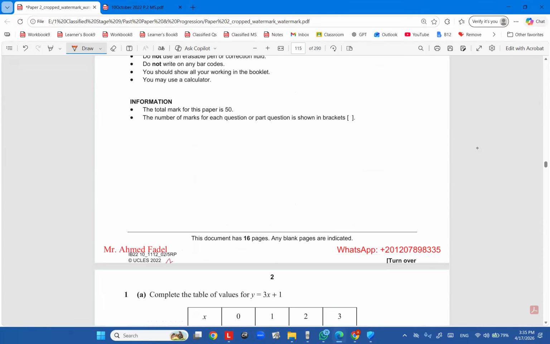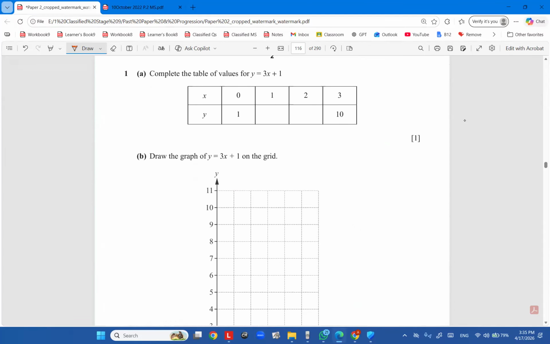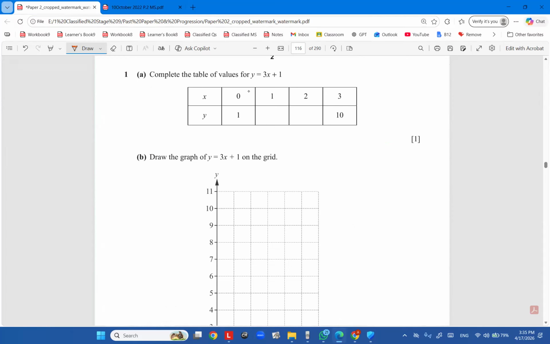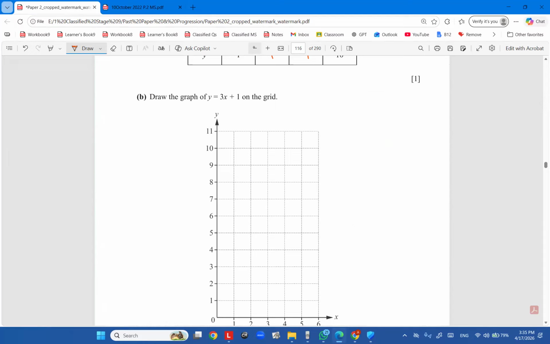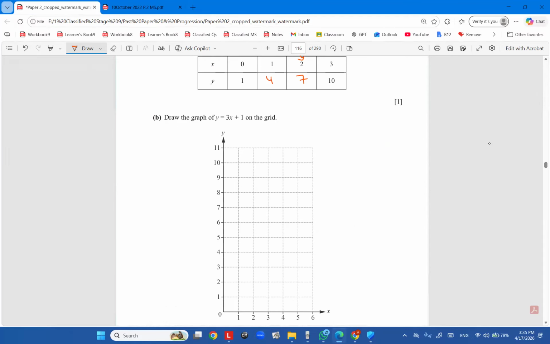Let's start with the first question, which says: complete the table of values for y equals 3x plus 1. Replace the x with 1. So 3 times 1 is 3, plus 1 is 4. 3 times 2 is 6, plus 1 is going to give you a 7. Then you just need to plot and connect them with a ruler.